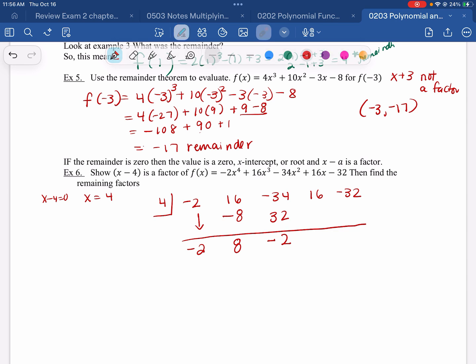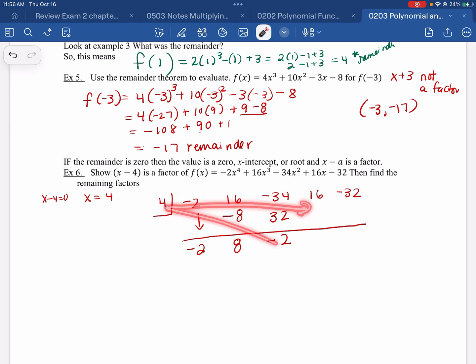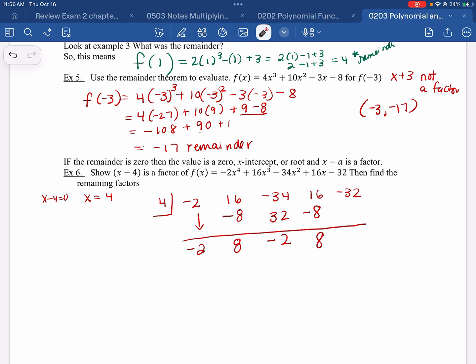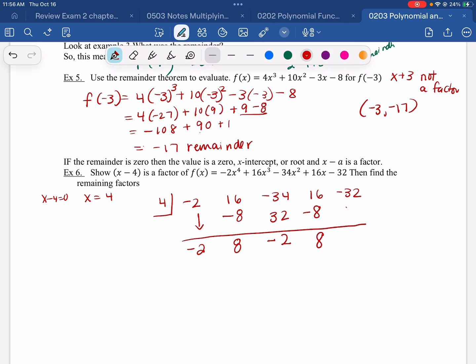I'm multiplying. Negative 2 times 4 is negative 8. It goes on my next spot. 16 minus 8 is positive 8. I am multiplying. 8 times 4 is 32. Put it in your next spot. Add. You get 0. That's the remainder.